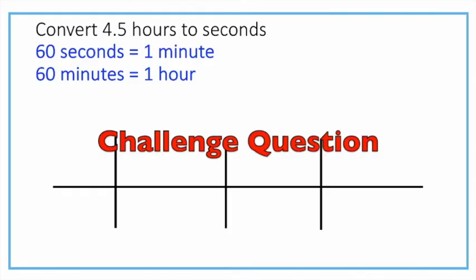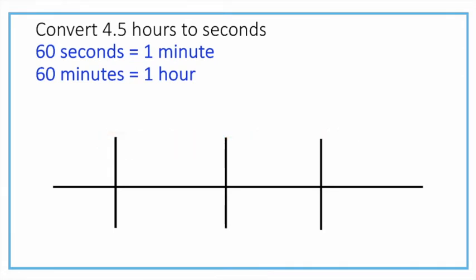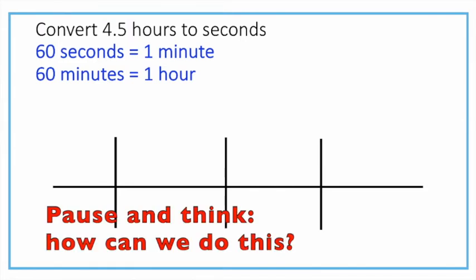Now, this last example is going to be a challenge question. Sometimes you need to go through more than one step to convert something. In this example, we've been asked to convert 4.5 hours to seconds. Now, we haven't been given an hours to seconds conversion factor. We've been given 60 seconds equals 1 minute, and we've been given 60 minutes equals 1 hour. Now pause the video. See if you can figure out a strategy that we could use to do this.